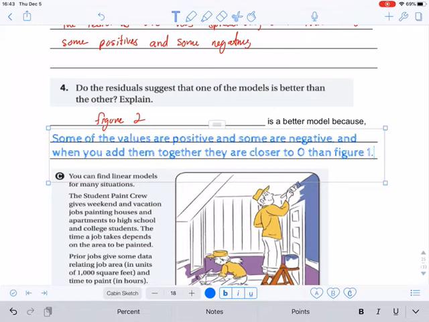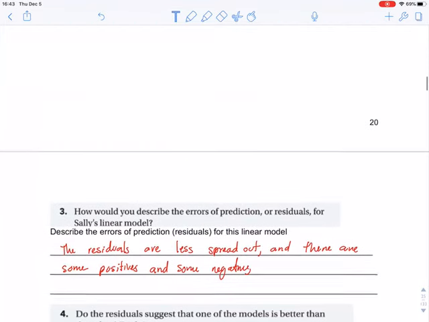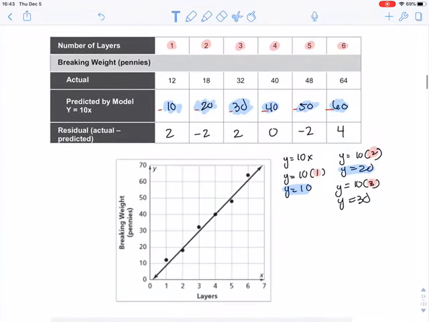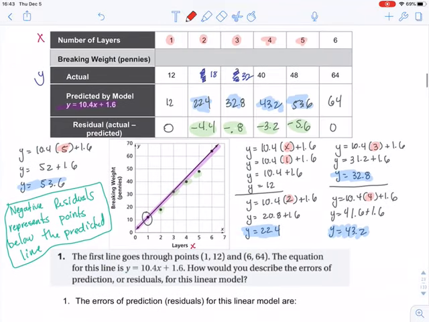Okay, now the closer they are to 0, the less errors you have, because if we add these together, these two cancel. So 2 and negative 2 will cancel. We only get 4. We only have a difference of 4. Whereas if we add these together, we have negative 4.